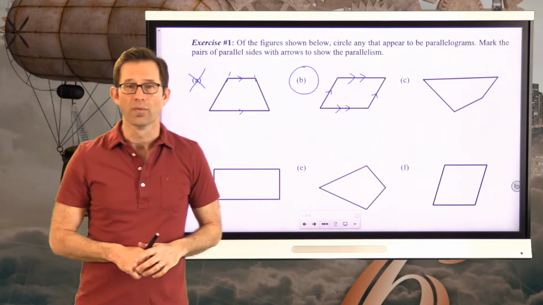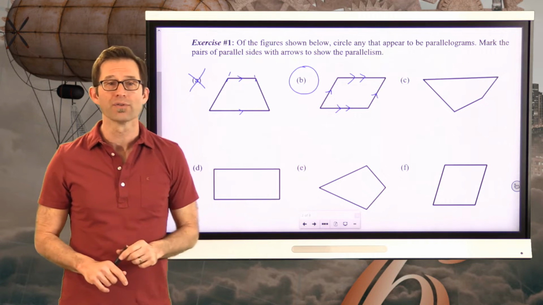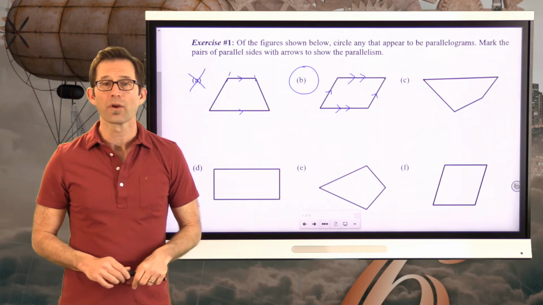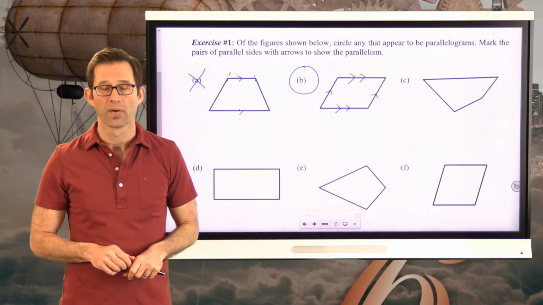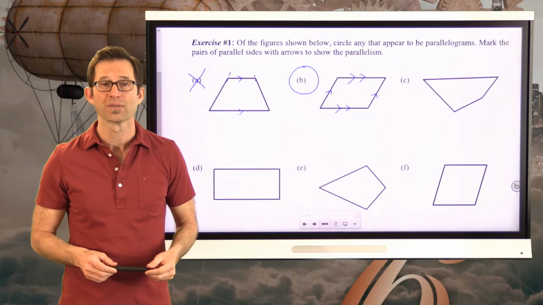So here's what I'd like you to do. I'd like you to take a look at the remaining four figures, mark off sides that you think are parallel, and then circle any choices that appear to be parallelograms. Pause the video now and go ahead and do this.